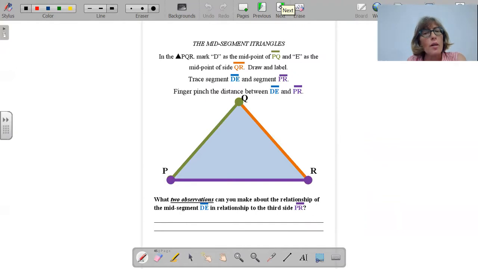I'm going to introduce to you something called a midsegment. A midsegment. We're going to use the coordinate plane and working with a midsegment.